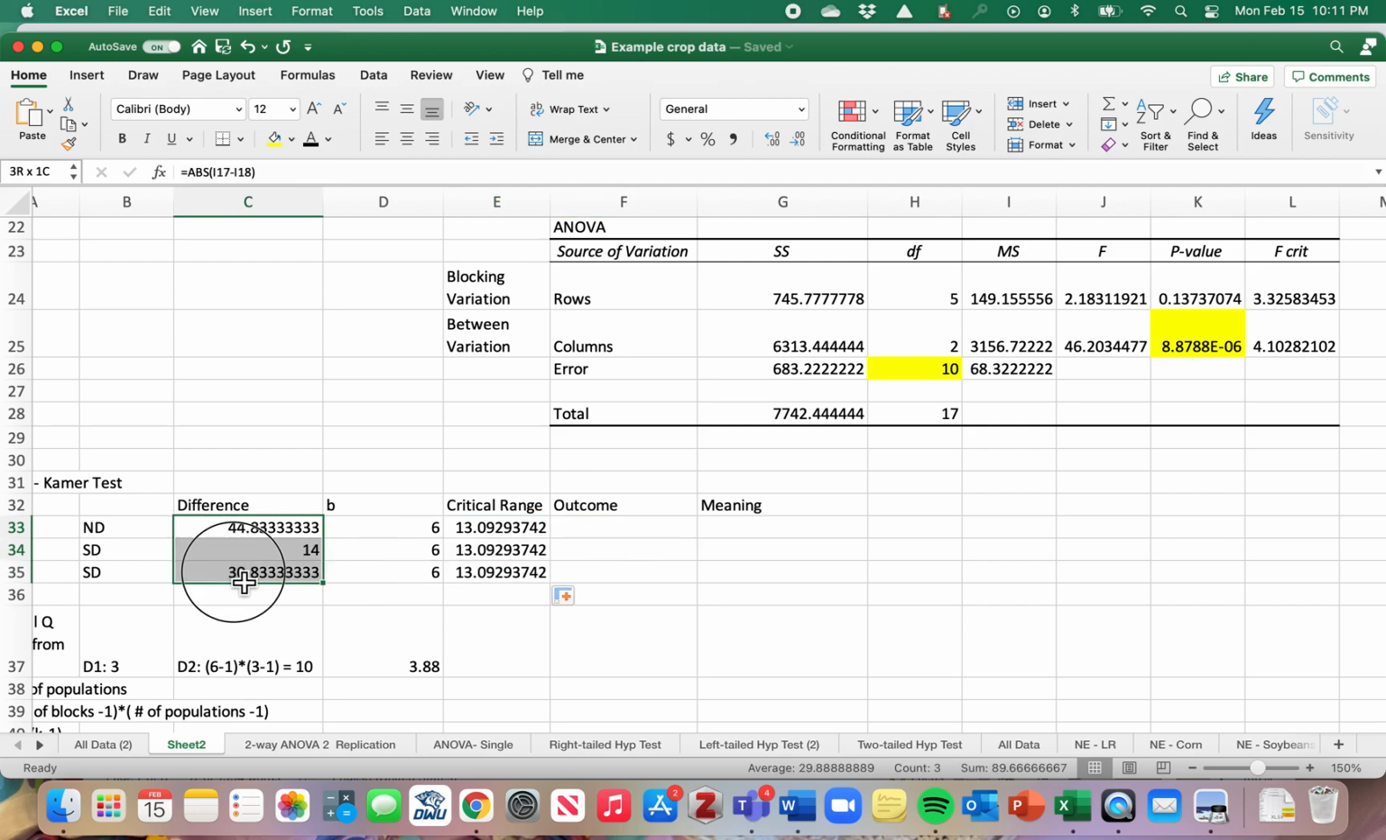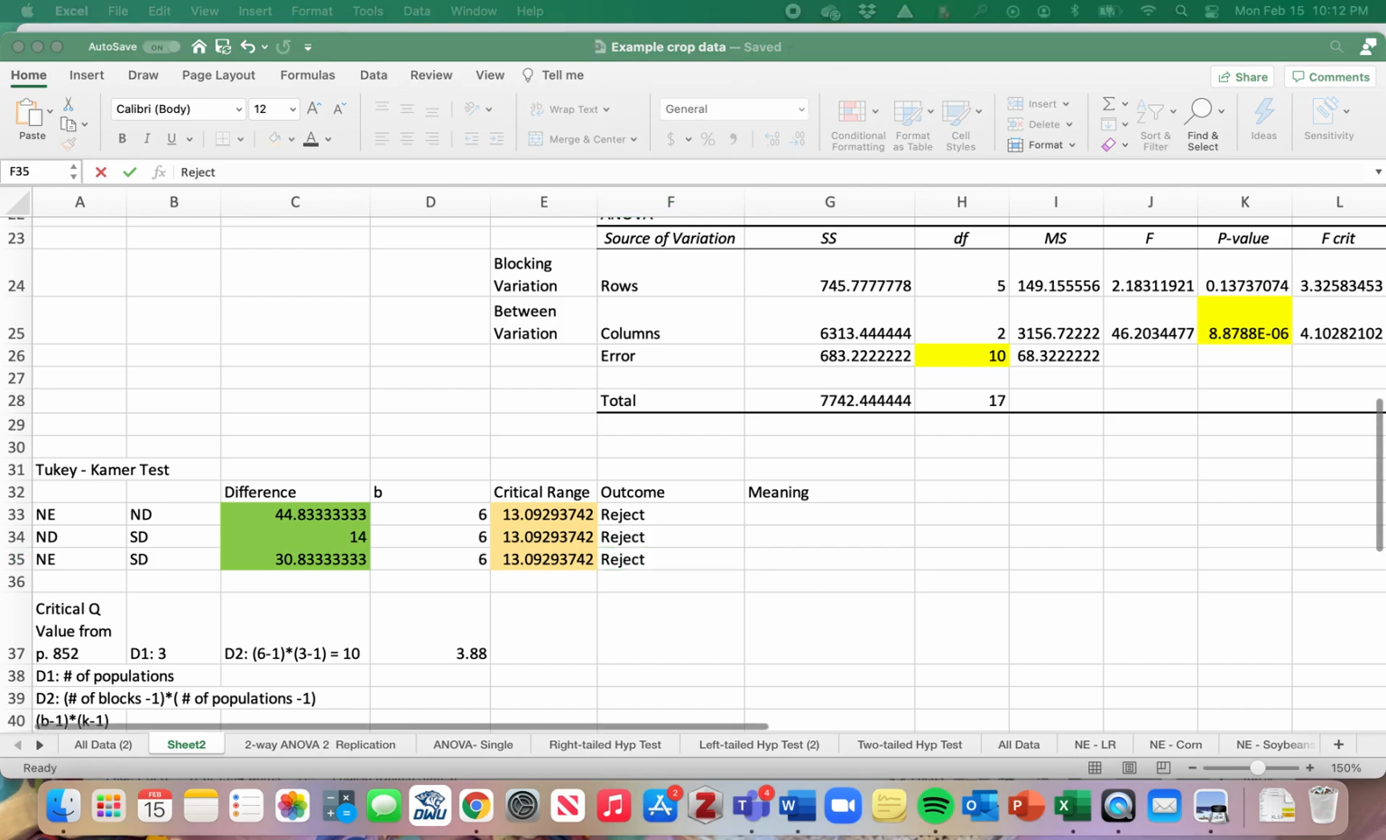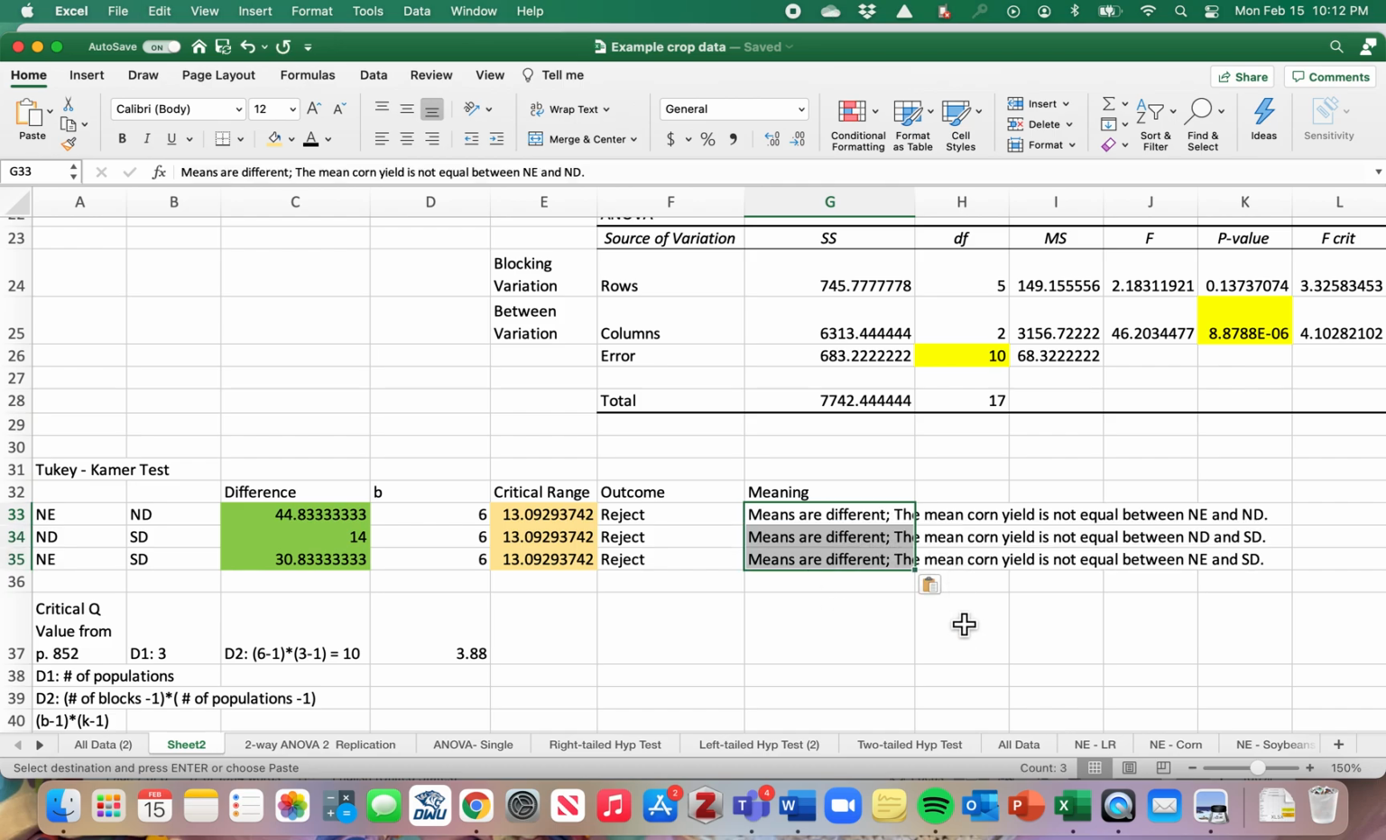So now we've got to look at our differences compared to our critical ranges. Remember, if our difference is greater than our critical range, then we reject the null hypothesis. So 44 is definitely bigger than 13, so we reject the null hypothesis. 14 isn't too far above, but it's still above, so we reject the null hypothesis. And the same is true for the Nebraska and South Dakota data. So all of these are rejected, which means that the means are different. So the mean corn yield is not equal between Nebraska and North Dakota, North Dakota and South Dakota, and Nebraska and South Dakota.